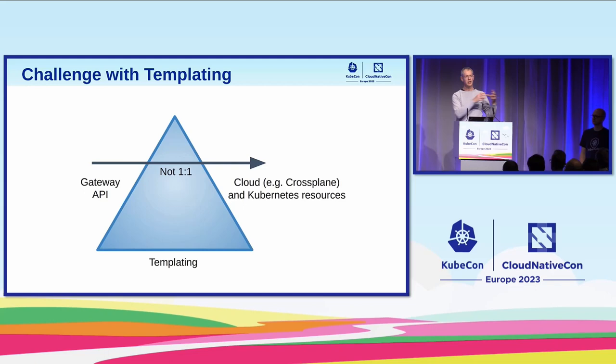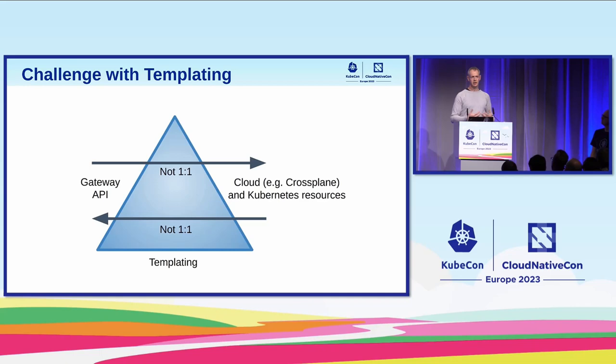It's the same going the other way. Setting the proper statuses and conditions on Gateway API resources is not just a question about copying a single field from some resource. That's typically a little bit more complicated than that. So these are the main constraints, and we want to highlight them here. We think it's also part of the strength of using templates, but it also means there are things that can be difficult.